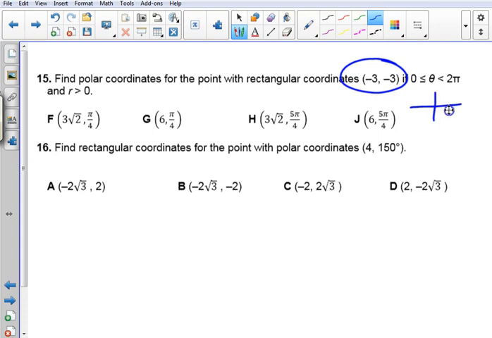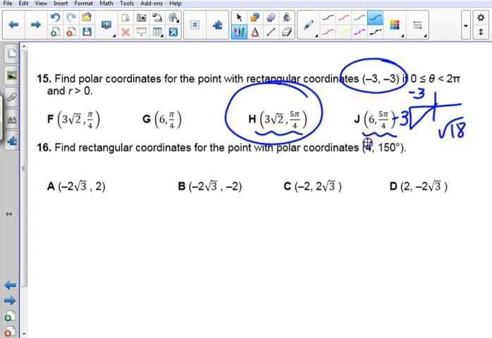Okay, what quadrant should I be in? Negative 3, negative 3. What kind of angle is that? It's a 45 degree reference angle, right? So what's that spot on our unit circle? 5 pi over 4, yes? Is that length a 6 or a 3 square root of 2? If we do the Pythagorean theorem, it's 9 plus 9, square root of 18, which is 3 square root of 2, not 6.